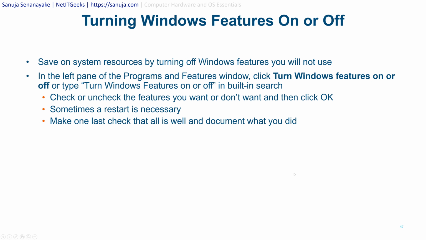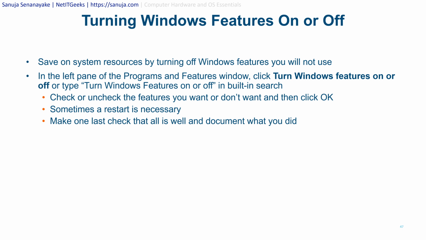Turning Windows features on or off. This saves Windows resources by turning off Windows features you will not use. By default, certain features of Windows are still there in your operating system, but turned off by Microsoft. But there are situations where you may have to turn certain features on. If a situation like that arises, it's most likely going to be in a corporate or business environment, but you may come across those situations in home environments as well.